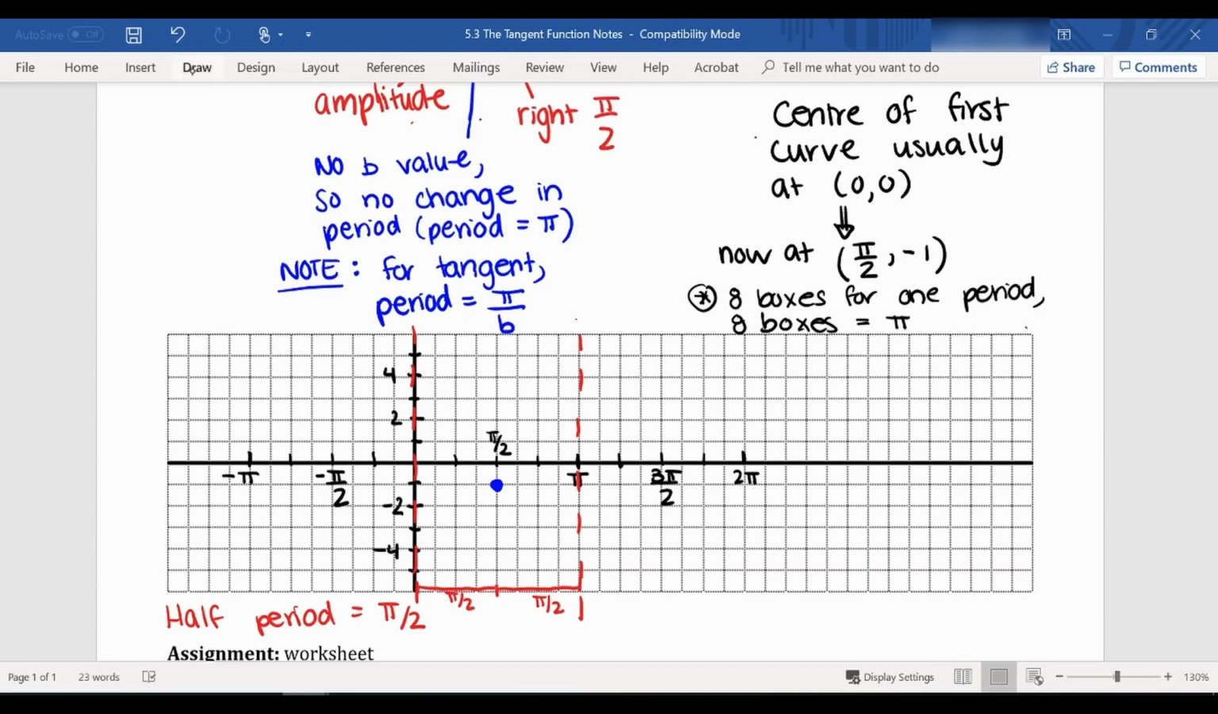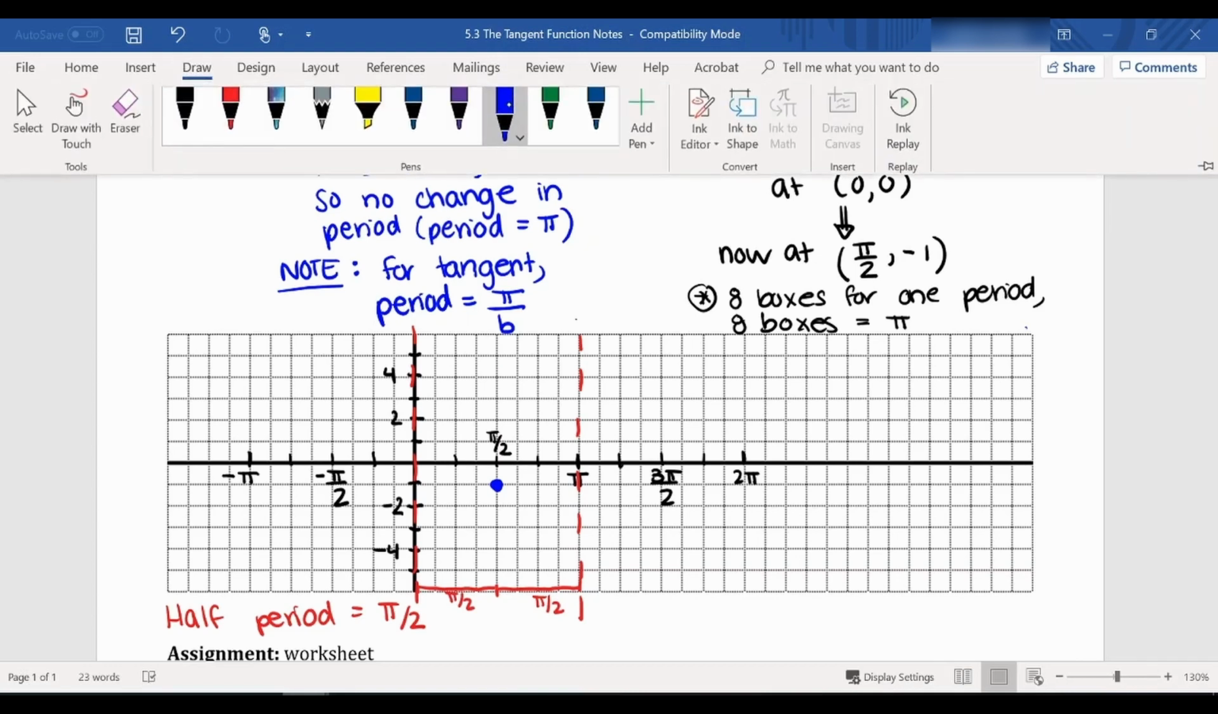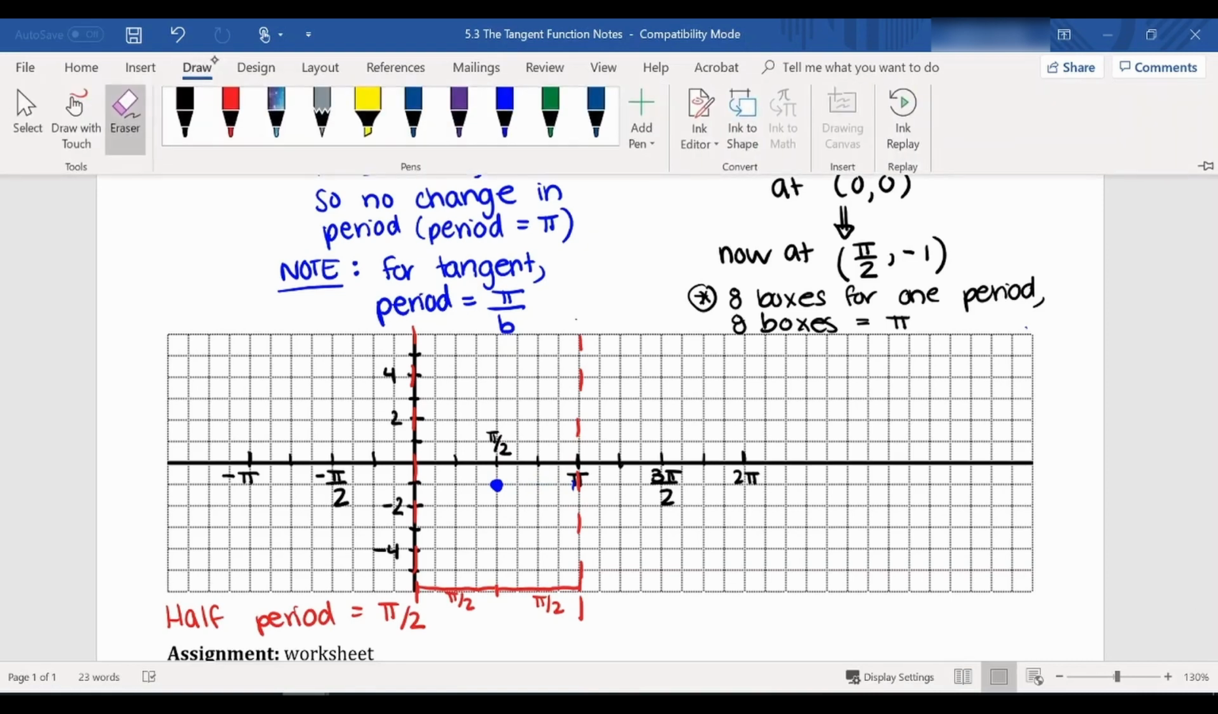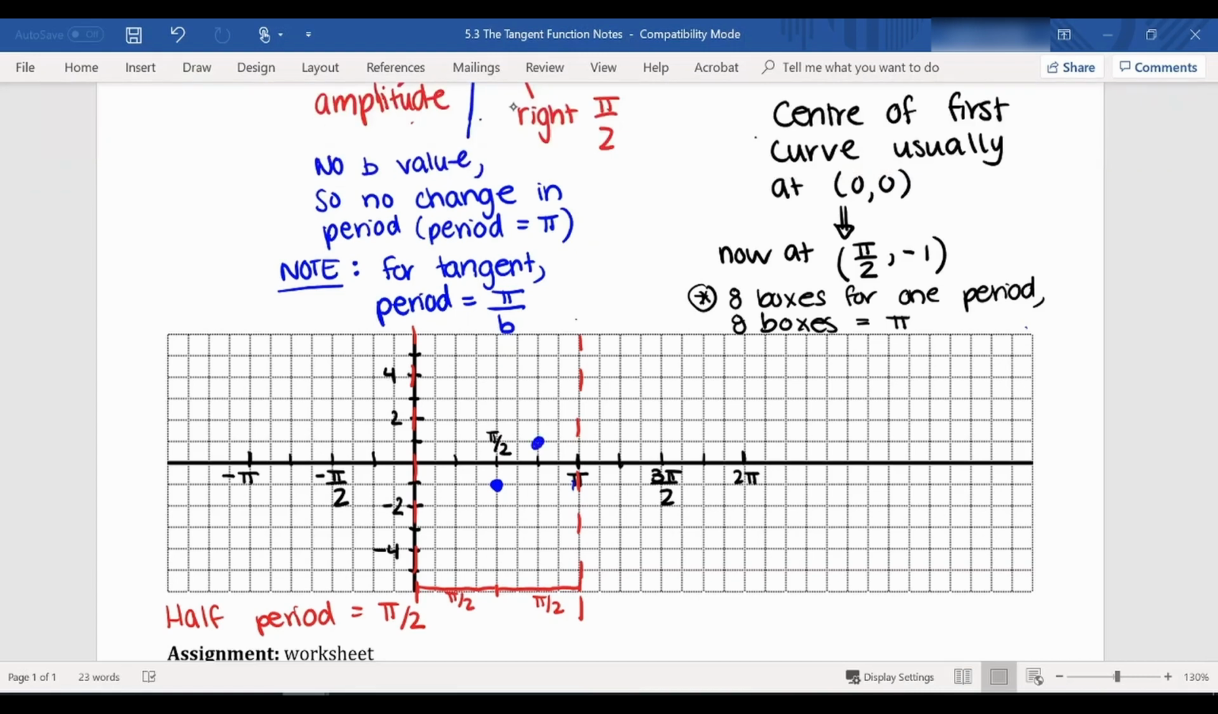Once I have my asymptotes, I know that my other 2 points that I need to draw are halfway between my center and my asymptote. And normally, from my basic graph, I would go halfway and go up by 1. But because my amplitude's 2, I'm going to go halfway and up by 2. Going the other direction, I'm going to go halfway and down by 2. And then I can draw.